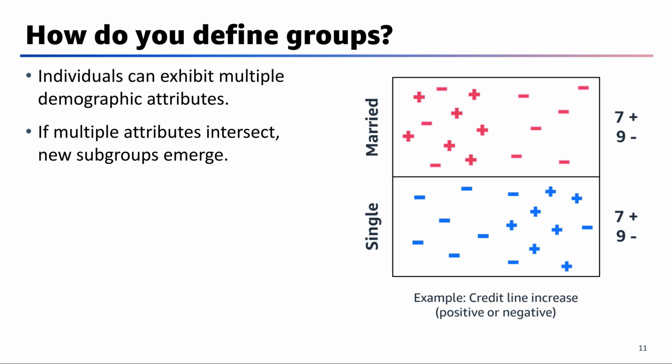A model that produces the distribution that is shown in this chart would be considered fair for the two respective groups, married and single. However, individuals can exhibit multiple demographic attributes at the same time. If these multiple attributes intersect, new, more granular, subgroups emerge. It's important to understand if the newly defined subgroups still receive fair outcomes.